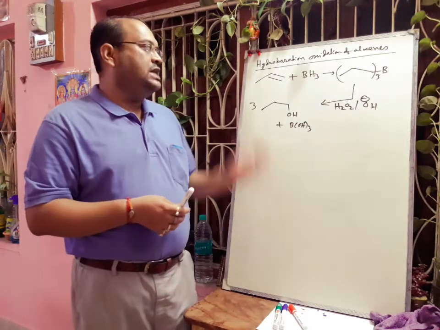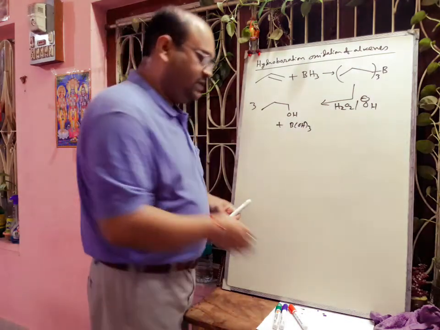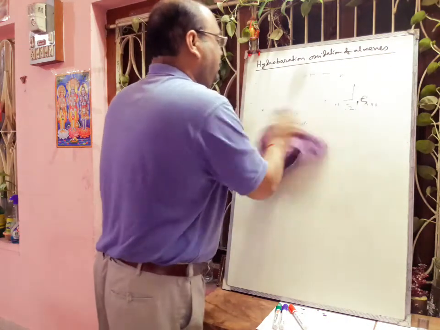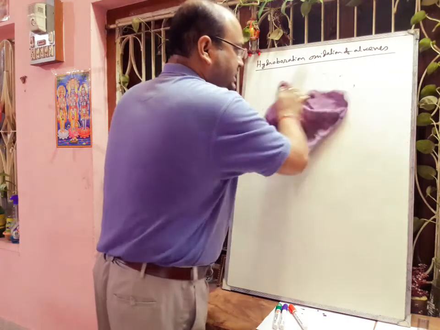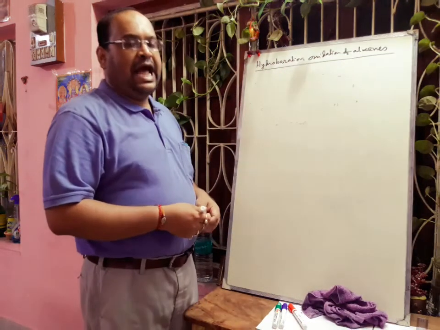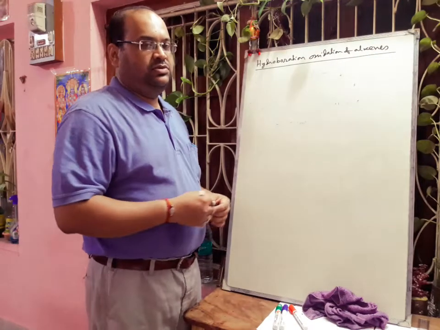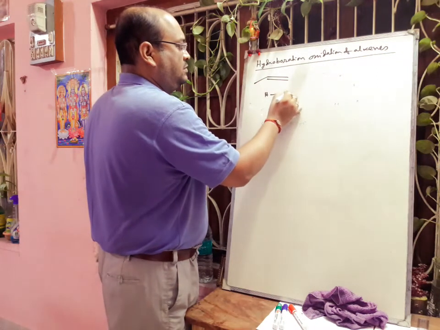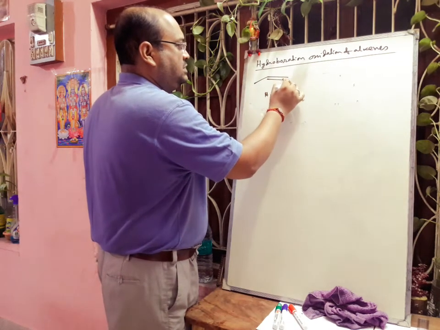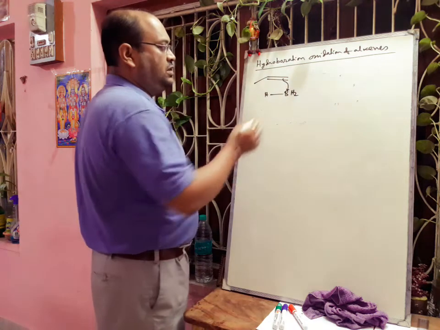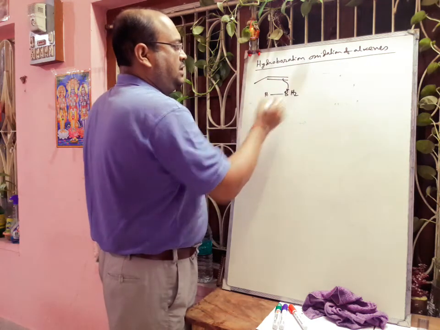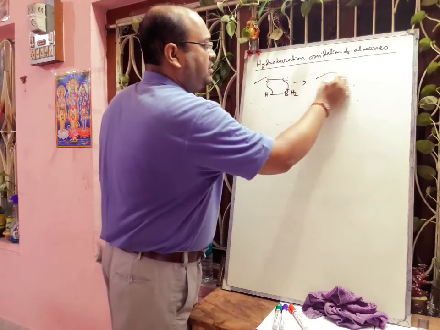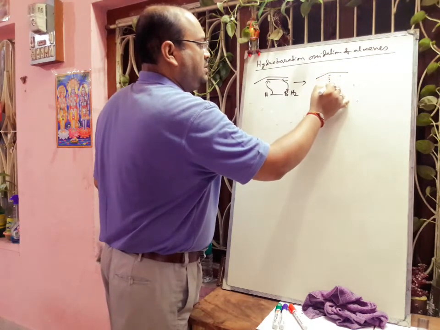Now we will discuss the mechanism of this reaction. The mechanism is very easy. All of you know that BH3 is an electron deficient molecule and alkene contains a double bond. So if we take the alkene, definitely this pi electron will attack the boron as it is electron deficient. Here we will get one 4-member transition state, that is very much stable.